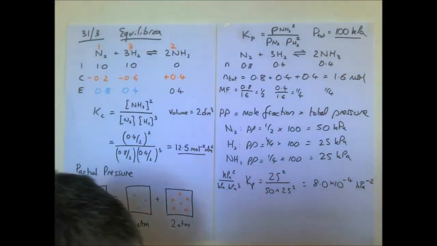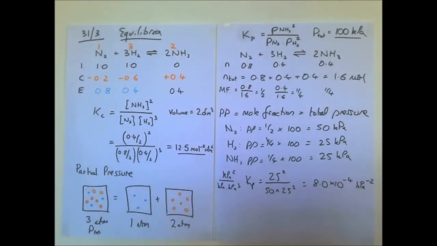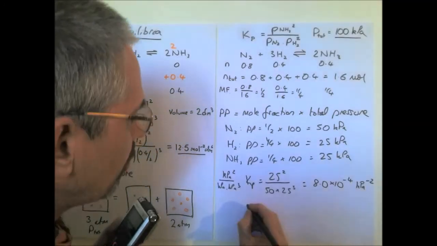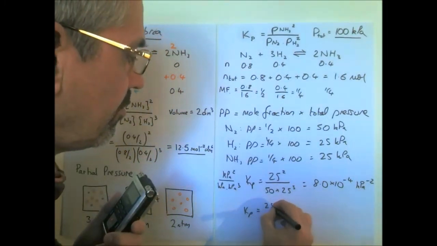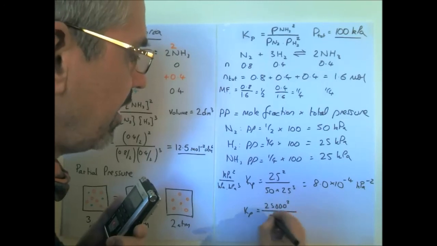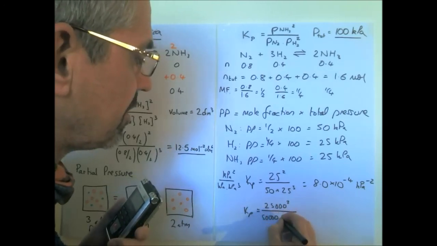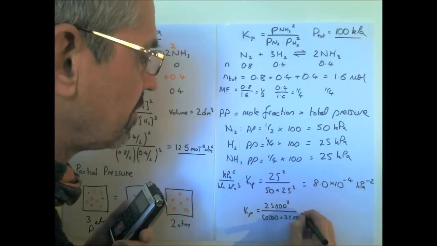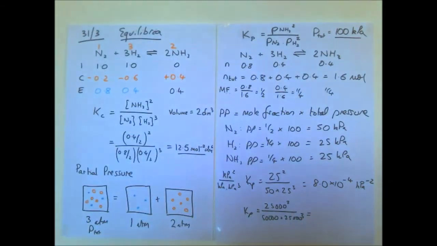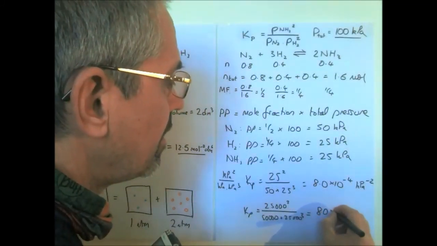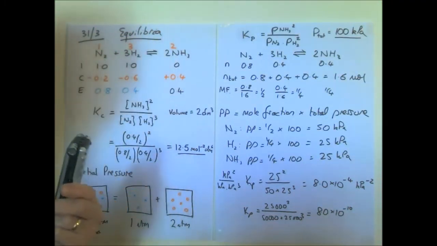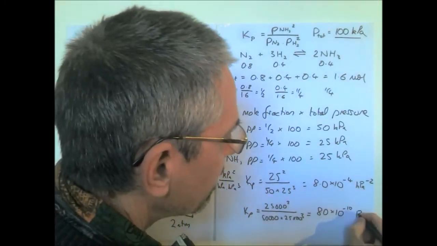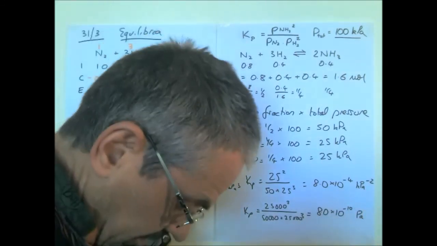Now, some people say to me, well, hang on, we're working in kPa. Shouldn't we be working in SI units of pascals? That would be more appropriate. And I'm like, well, okay, you can if you want, but it's going to make your numbers bigger. So we'd have 25,000 squared on the top times 50,000 times 25,000 cubed, which is just going to make the same number but with a different order of magnitude. 8 times 10 to the minus 10, and now we're in pascals to the minus 2.